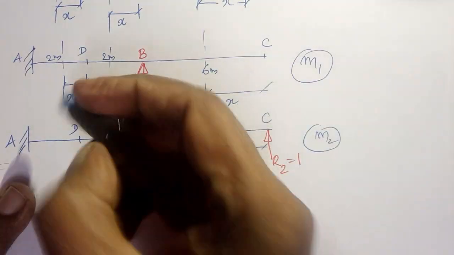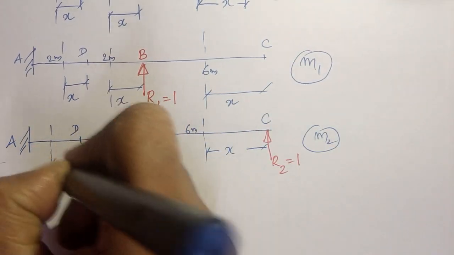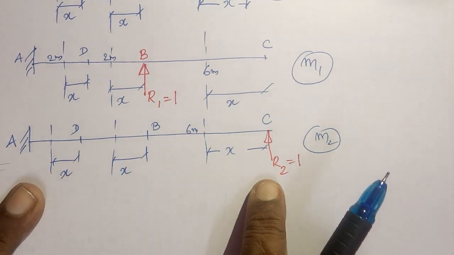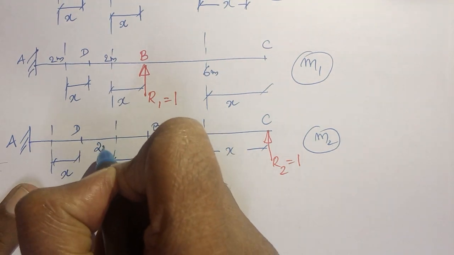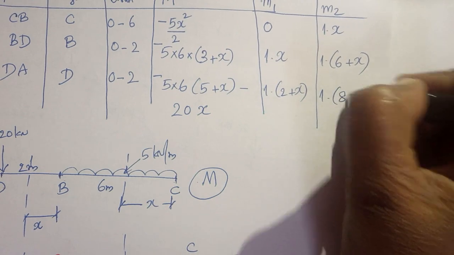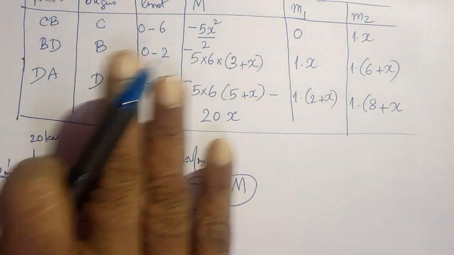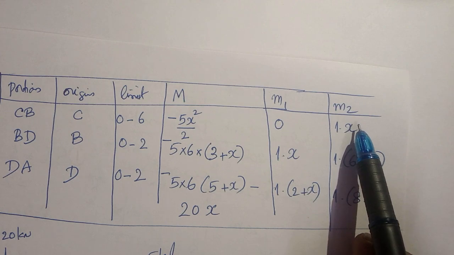Next, for the third portion, D is origin. The load is acting here. So the bending moment at this section will be 1 into 6. This is another 2 meter. 6 plus 2, 8 plus X. So 1 into 8 plus X. Okay. So we have formulated the expressions for M, M1 and M2.